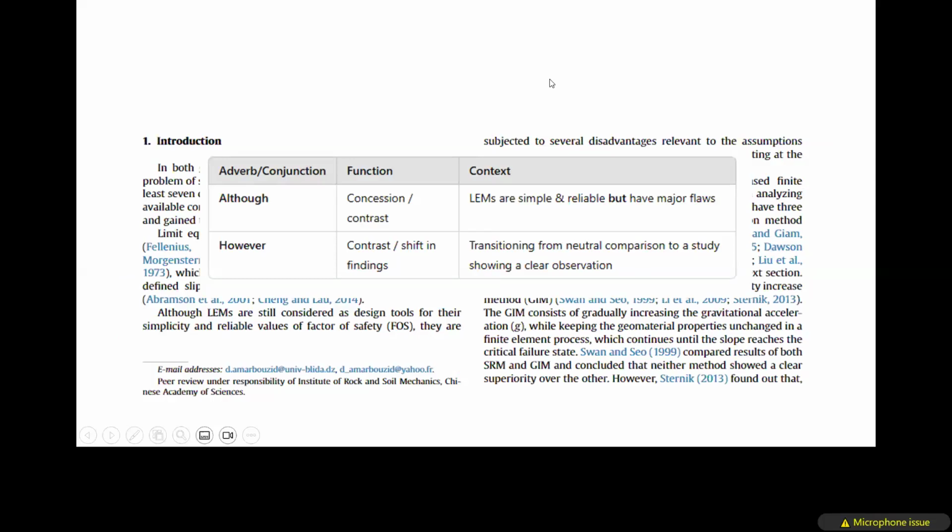Yeah, I'm going to highlight two things: "although" and "however". The first example that I gave you, "although", is a concessive adverb; it gives some contrast. LEMs are simple and reliable, but they have major flaws or some disadvantages. The second, "however", is a contrast. Swan and Seo have said something, but there is something wrong with that, right? So these are the two things that I wanted to highlight in this particular slide. Can you move to the next slide?